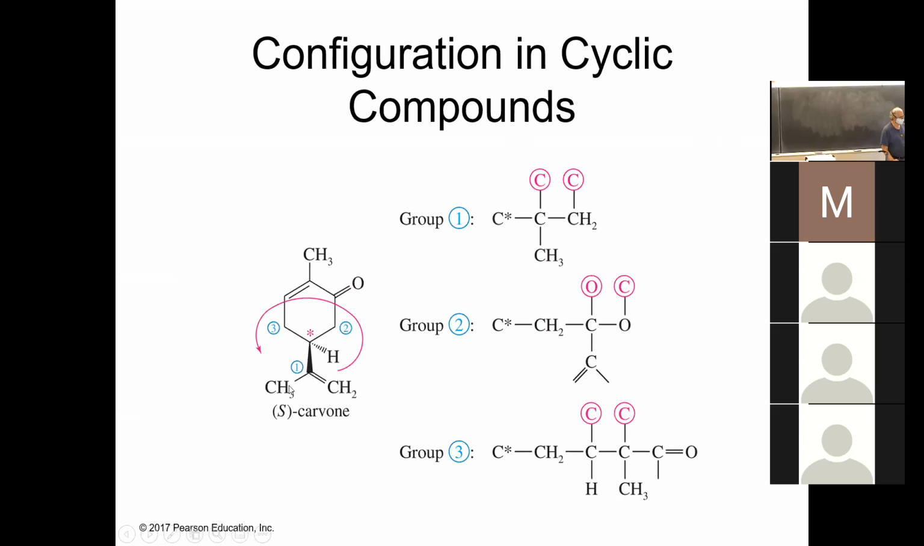This carbon that's bonded to three carbons, or three bonds to carbon, takes priority over these CH2s. So this is first priority. These are the same, so we compare this one and this one. And the oxygen wins out, so this side is number 2, this side is number 3. Okay, so this is the S.